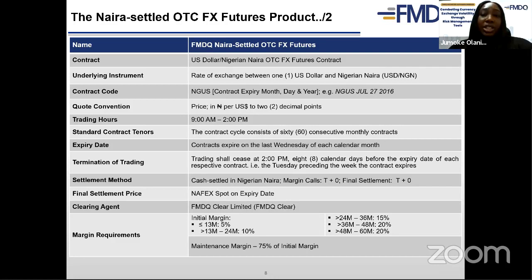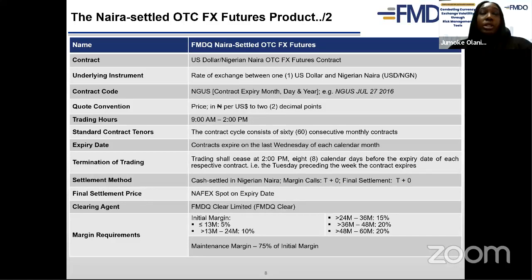As I shared, it's cash settled, and it's settled T+0, meaning it's settled the same day as the purchase of the contract. The final settlement price on the Naira settled OTC FX futures is benchmarked on NAFEX, the Nigerian Autonomous Foreign Exchange Rate Fixing. So the NAFEX spot rate on the relevant expiry date of the contract is benchmarked against the futures price, and the settlement in favor or not is determined based on that rate.